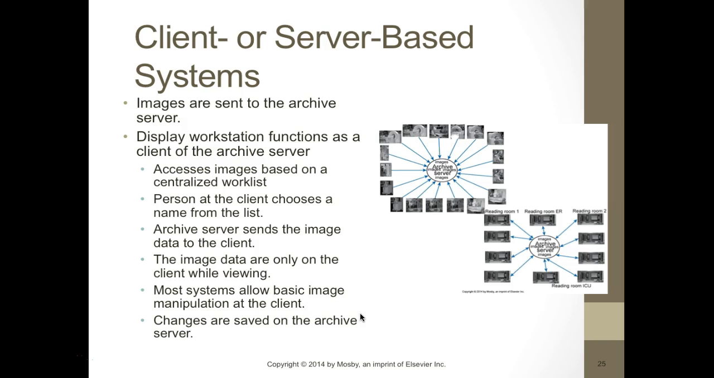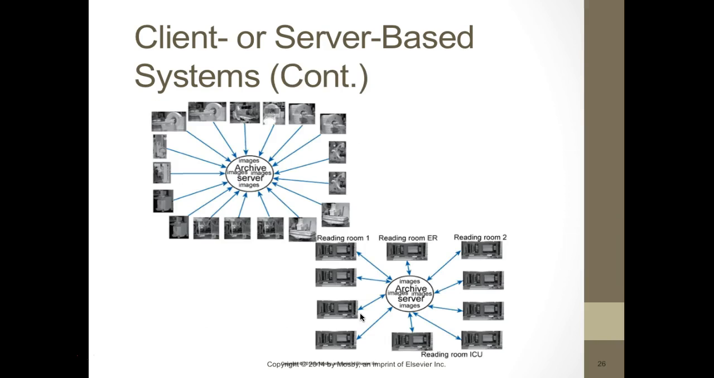So client or server-based systems: images are sent to an archive server. The display workstation functions as a client of the archive server. So it accesses images based on a centralized work list. The person at the client chooses a name from the work list, and the archive server sends the image data to the client. The image data are only on the client while viewing. So most systems allow basic image manipulation at the client. Changes are saved on the archive server. So here you can see the different setups.